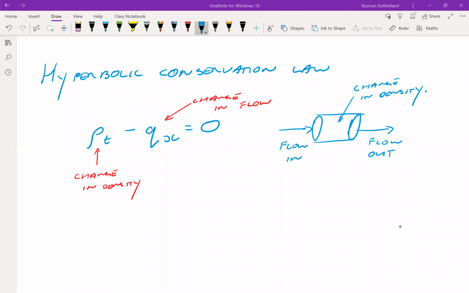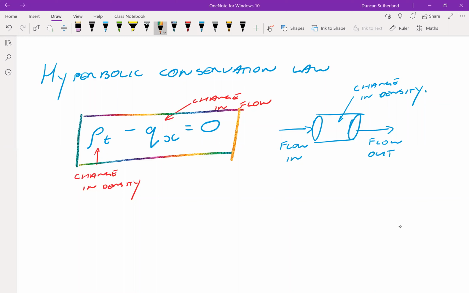All right, let's have a quick look at some revision of hyperbolic conservation laws. This thing here is called a hyperbolic conservation law. So this is really what we're talking about. It applies to gas flow in a pipe. Traffic flow is governed by a hyperbolic conservation law.